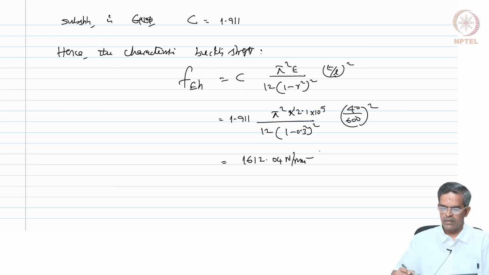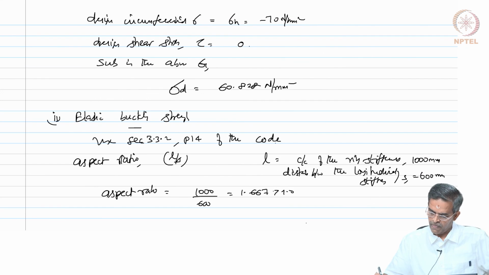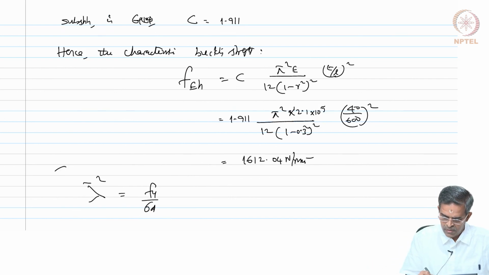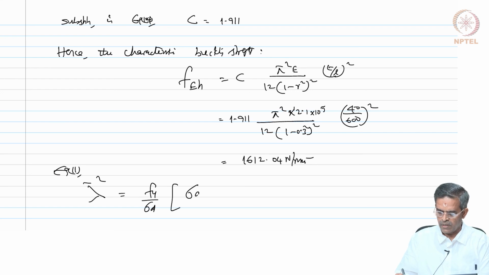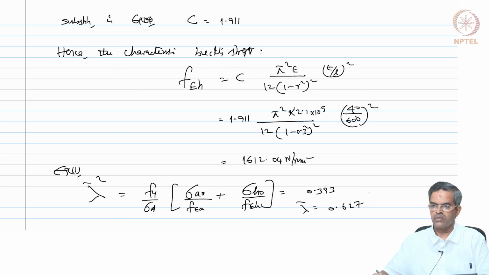Now friends, lambda bar square is given by Fy by sigma. See this equation, equation 11. So, substituting in equation 11, Fy by (sigma AO by FEA plus sigma HO by FEH), which is 0.393, and therefore, lambda bar will be 0.627.